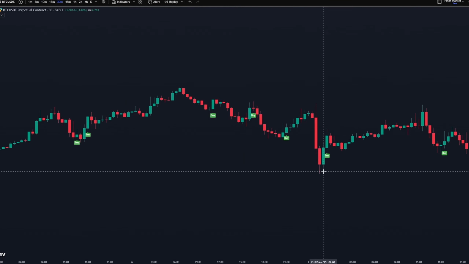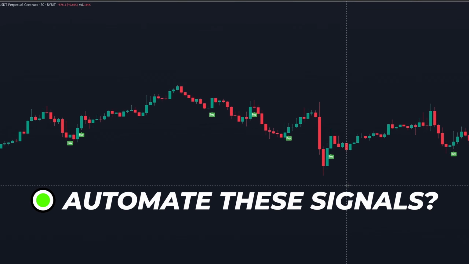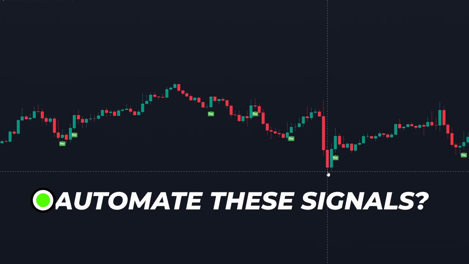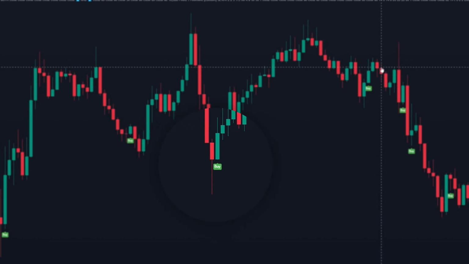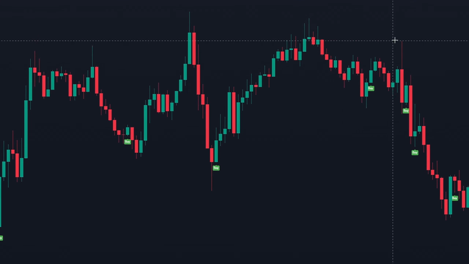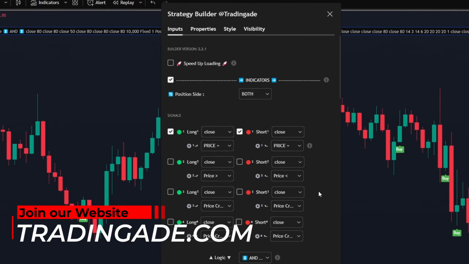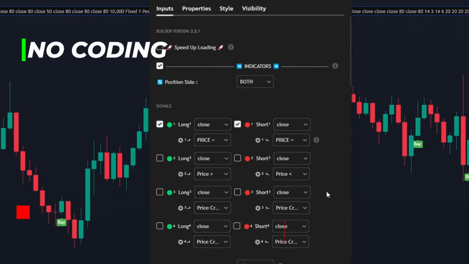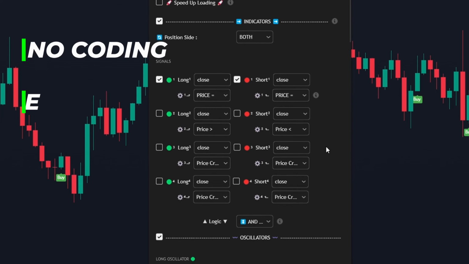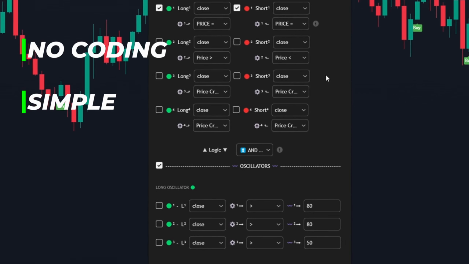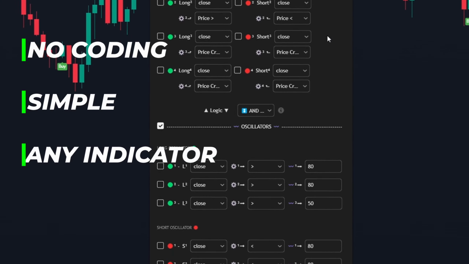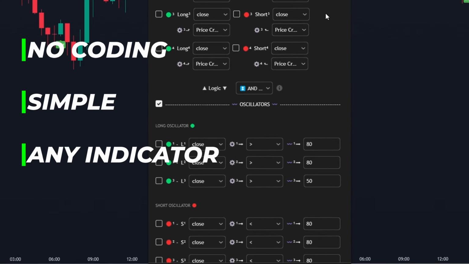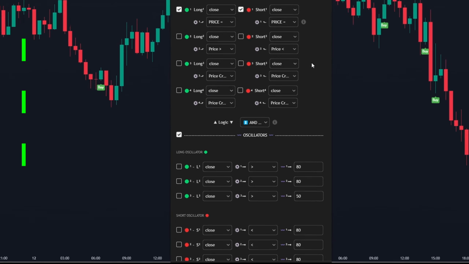But here's the real question. How do you automate these signals? How do you open long positions every time a market bottom appears? That's simple, with the Strategy Builder. It saves you tons of time and headaches because no coding is needed to build and automate strategies in TradingView. You get a simple interface to build, combine signals, and set alerts for any TradingView indicators. Sounds too good to be true? Let's see it in action.